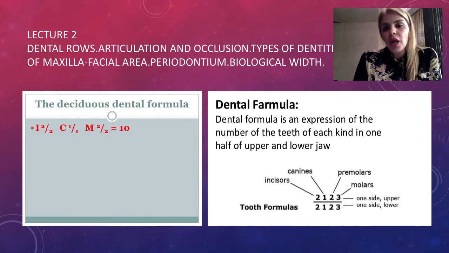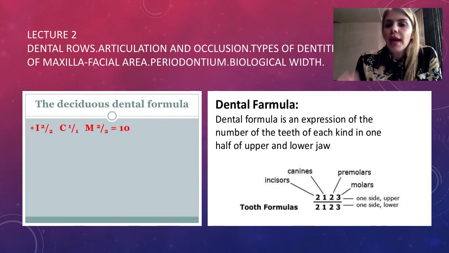Dental formula. We use the FDI system in our room for writing our medical card. And what are we doing? We divide our face into four parts or four quadrants. And the patient's right side is on our left side, because the patient sits in front of us.